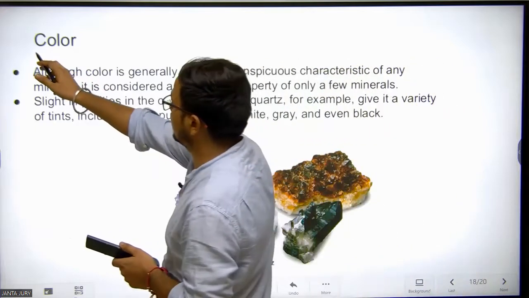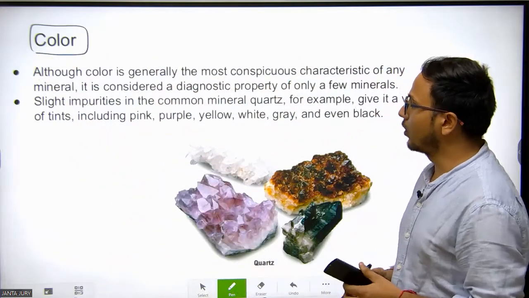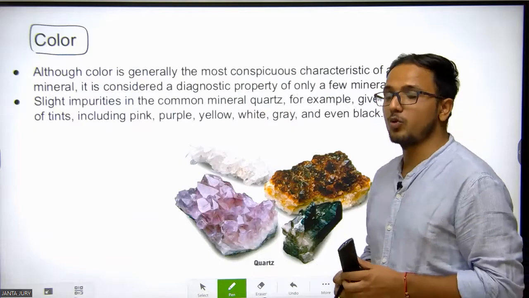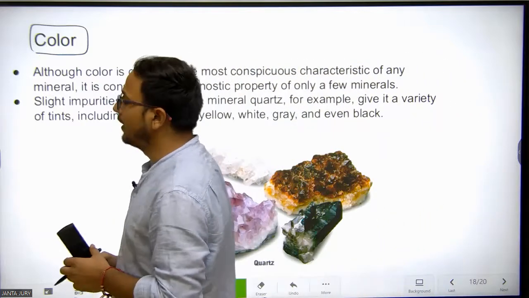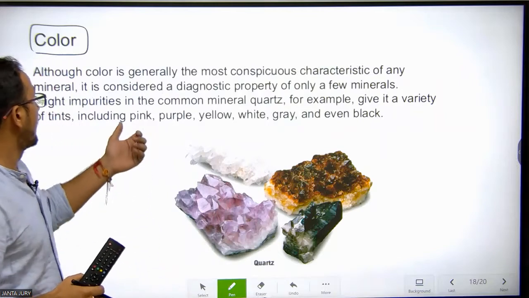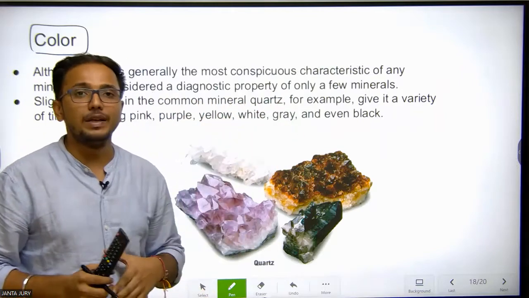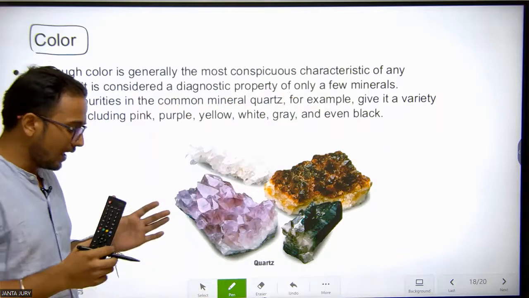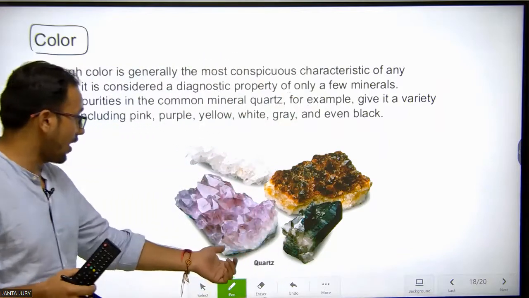Now color. This is the third property. Color is generally the most conspicuous characteristic of any mineral, but it is considered a diagnostic property of only a few minerals. Why only a few minerals? Because, for example, you can see here quartz.